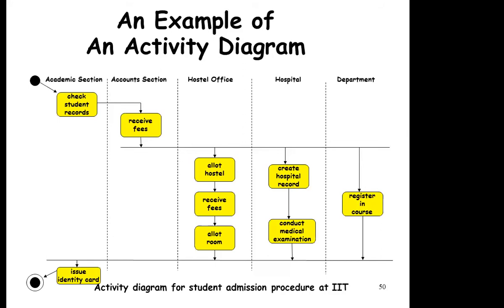Then if the campus has a hospital, you have to get an entry in the hospital and have a medical examination, because in some institutes, before admitting the student, like this time when Corona is there, anybody coming to the hostels or the colleges has to go through a medical examination. So they have to carry out this activity also. Then they have to register in the particular department like CSE department, ME department. Then the department will issue the identity card.